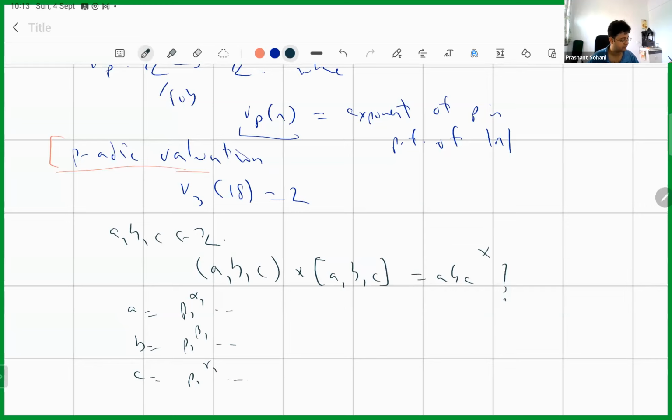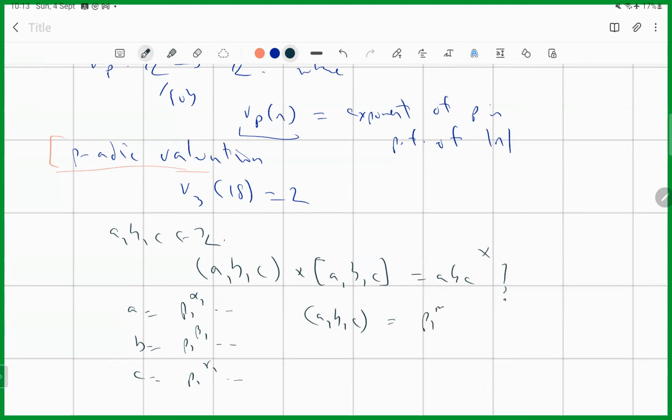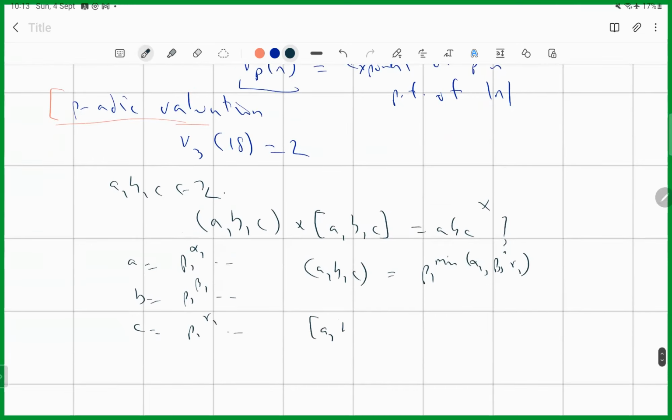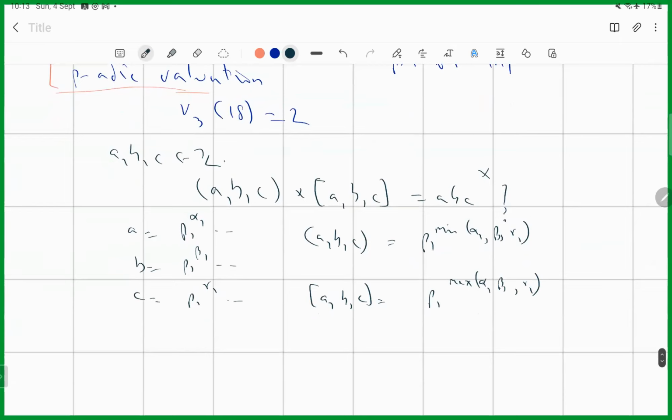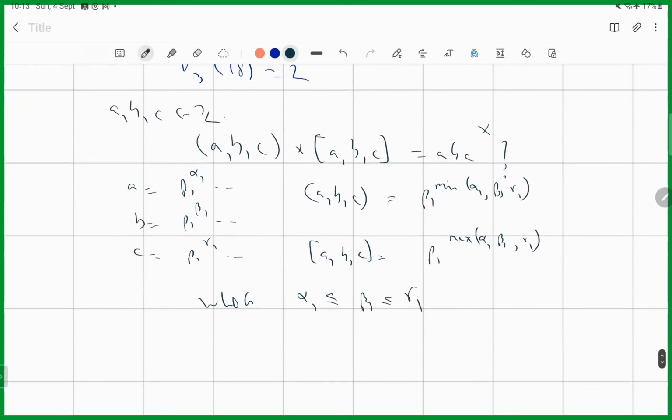So the GCD of ABC will have the exponent of P1 as the minimum of alpha 1, beta 1, gamma 1. And the LCM will have the maximum of alpha 1, beta 1, gamma 1. Now, we have only 2 numbers to multiply. So without loss of generality, let the minimum be alpha 1 and the maximum be gamma 1.